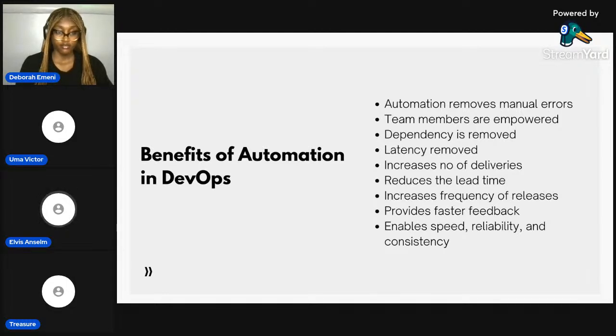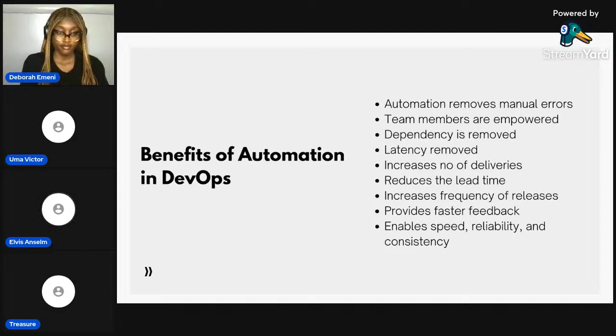You're confident that, okay, I've done this. It would kickstart when it has to kickstart. It will stop when it has to stop. Dependency is removed. You're not depending on a fellow human being, because we are prone to errors. But with systems in place, all of those errors in judgments, errors in communication, errors in actions, they are removed.